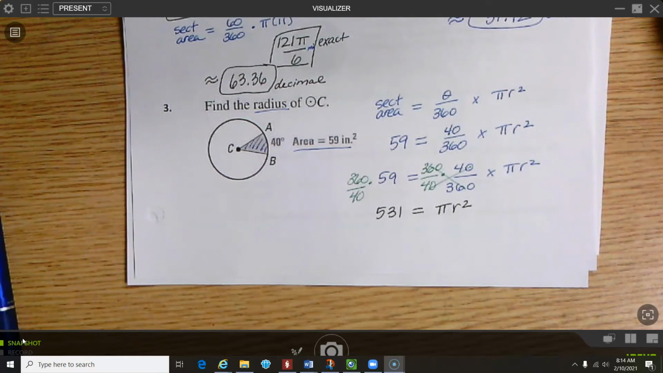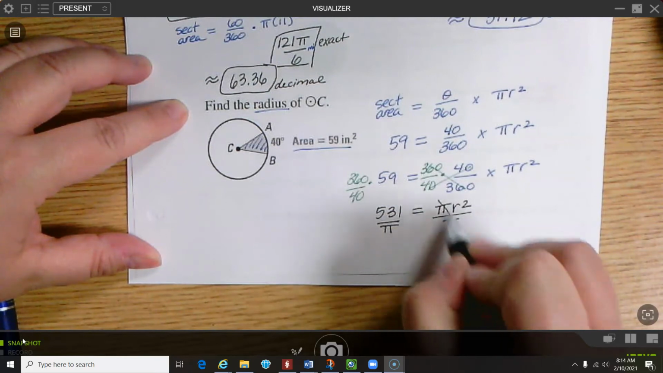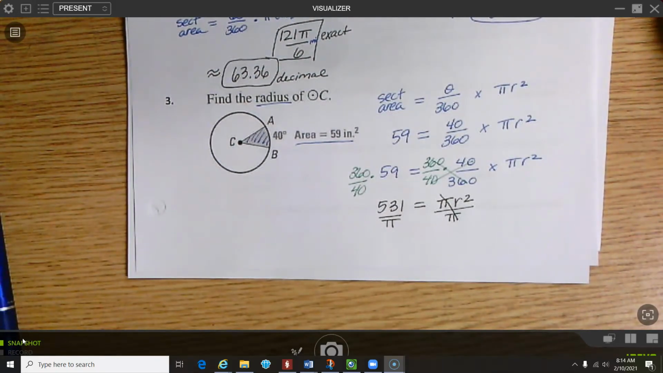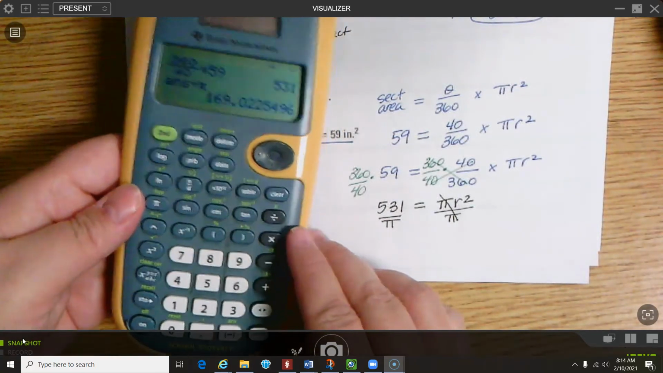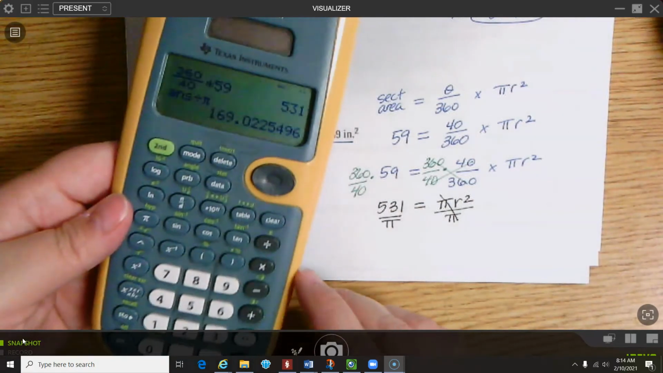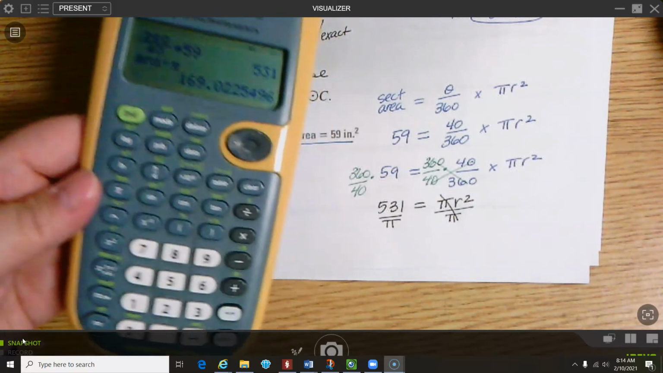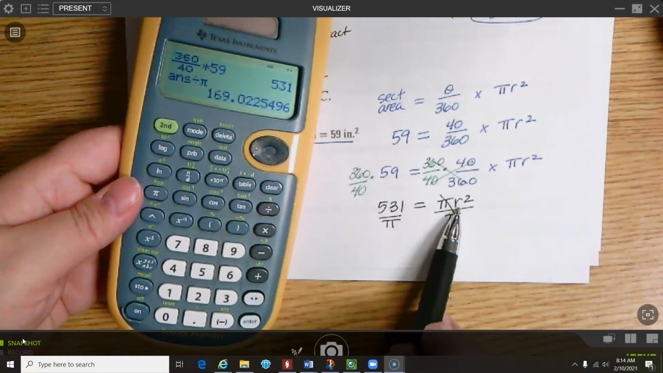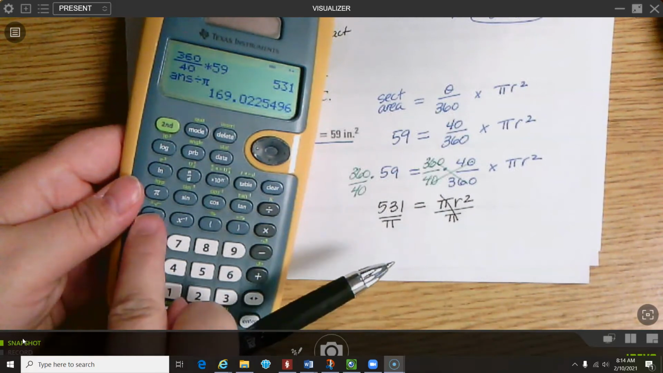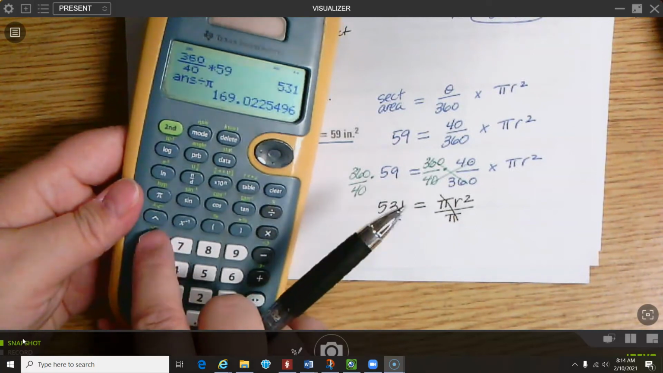Now, remember, what I'm trying to find is r. So the next thing I'm going to do is divide both sides by pi, trying to get r by itself. 531 divided by pi. And on this one, we might as well just do a decimal, 169.02. So that's what we have here on the left. I'm going to leave this in my calculator because the next thing I have to do to find r is to take the square root. And so I'm going to go ahead and take the square root while it's still there in all of its long decimal glory. Excuse the bell, please.